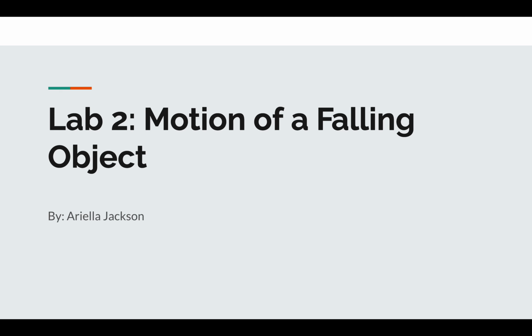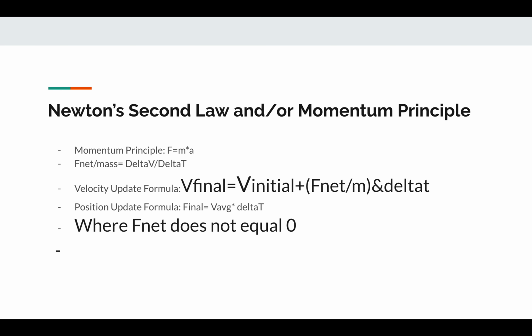Lab 2, Motion of a Falling Object. The purpose of this lab is to track a falling object's motion by dropping the ball straight down. To explain this, we will use Newton's second law, specifically the momentum principle, where force equals mass times acceleration, which can be rearranged to F net divided by mass equals the change in velocity divided by the change in time. That is derived from the velocity and position update formula.